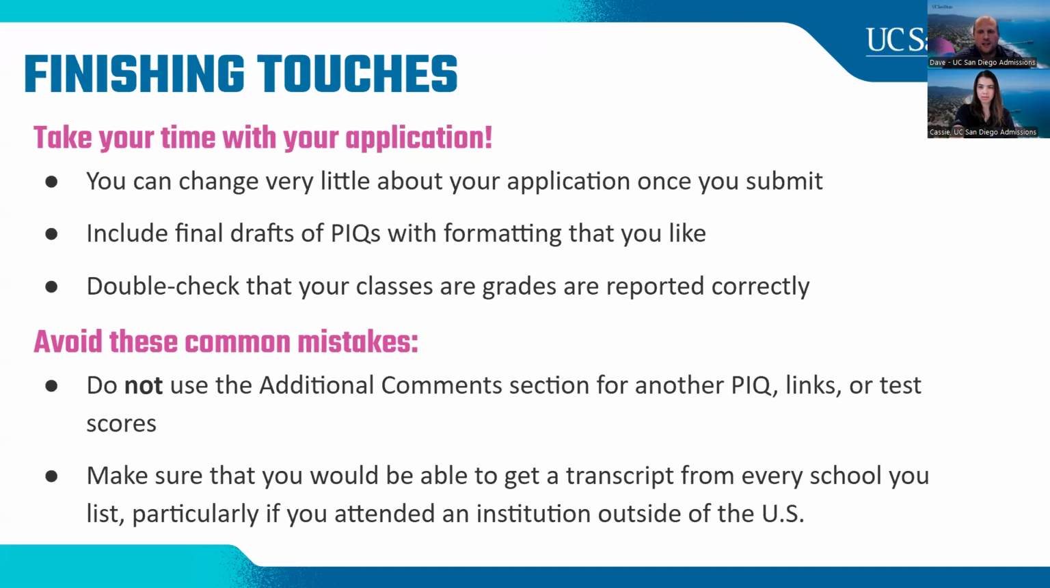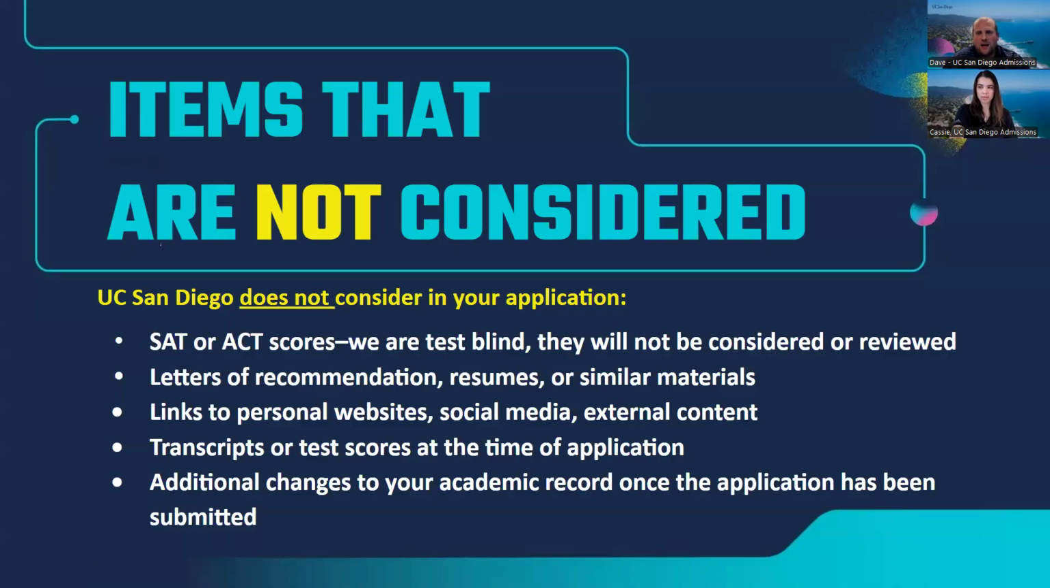So with that being said, we're going to take a look at some of the things that we don't consider. We talk a lot about what we consider in your application and the items that we really pay attention to, but it's also important to consider what we don't look at and what doesn't really figure into our evaluation process. So, Cassie, could you touch on some of the things that we just don't consider as part of our decision-making process when it comes to admissions?